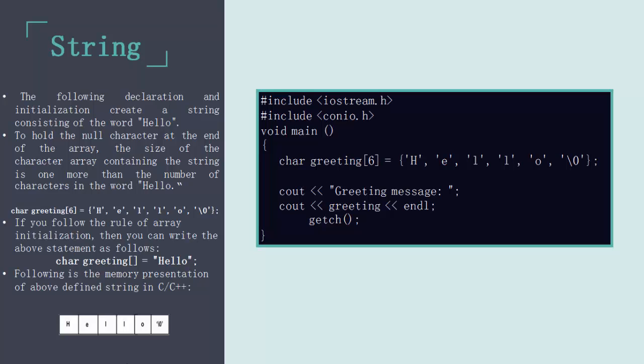As you can see in this program, we are creating the array greeting of size 6 of character type, and we are initializing it: greeting 0 will be H, greeting 1 will be E, greeting 2 will be L, then L, and then O, and at last greeting 5 will be null. So if we print the greeting message, it will appear on the screen and we will have hello. Fine. So let's execute this.